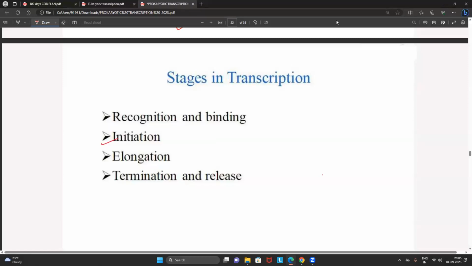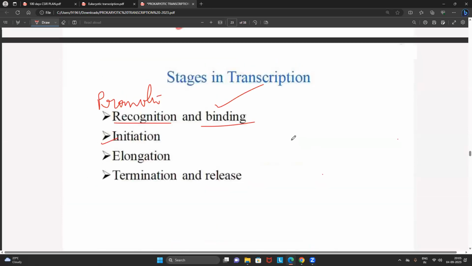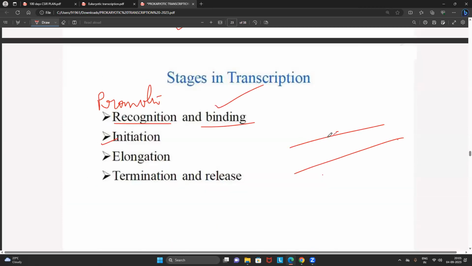Here, before the initiation, I have written one more step: recognition and binding. Every student answer. What has to be recognized and what has to bind, friends? Very good. RNA polymerase enzyme has to recognize the promoter. Then only RNA polymerase enzyme will come and bind to it. Correct or not? Of course, yes. See, friends, without associating with the promoter, RNA polymerase enzyme never shows any kind of function. Every student commonly knows that.